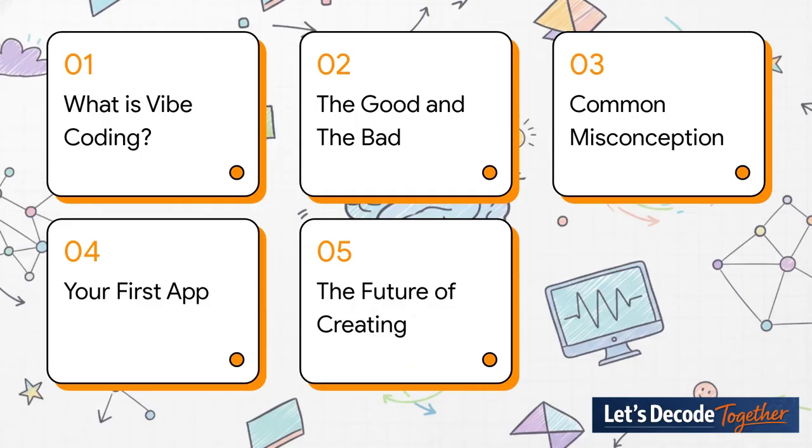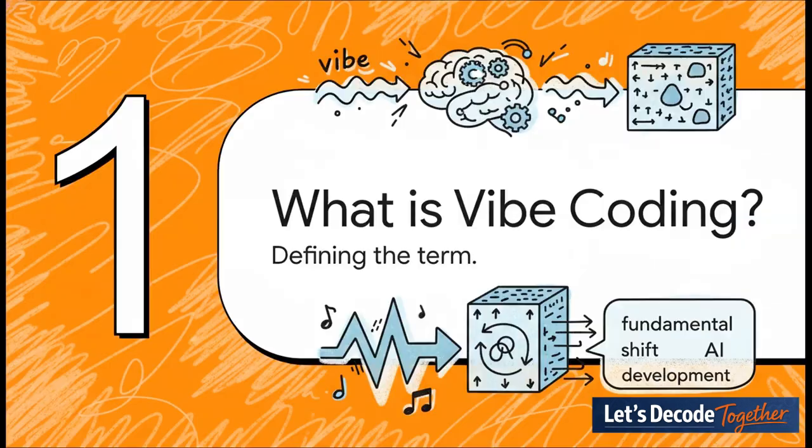Okay, so here's the game plan. First, we'll get straight to the point. What even is vibe coding? Then we'll jump into the good and the bad, the whole debate. After that, we're going to tackle a huge misconception that's causing a lot of arguments. Then, and this is the fun part, we'll get our hands dirty and actually build a real app so you can see how it works. And to wrap it all up, we'll zoom out and think about what this means for the future of, well, creating pretty much anything.